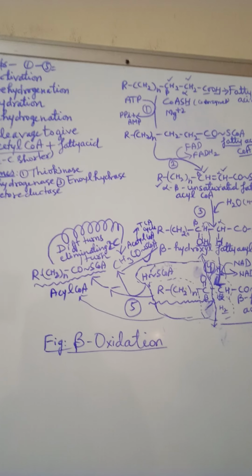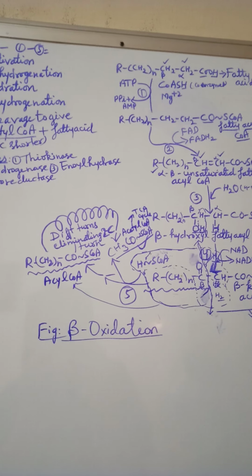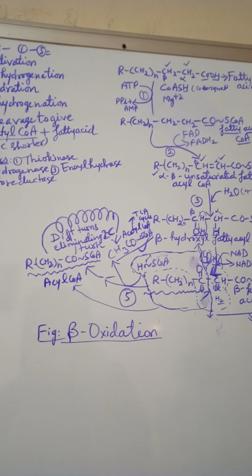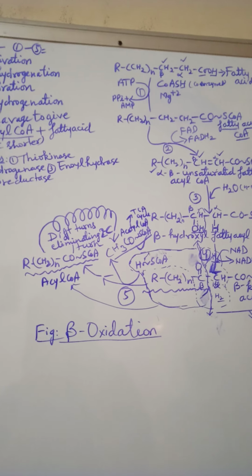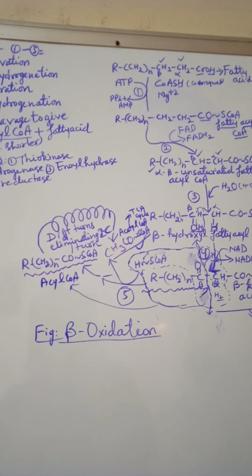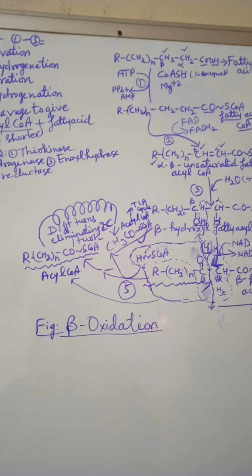Good morning, dear students. Today we will talk about beta oxidation. The fat or lipid from dietary sources gets hydrolyzed to give fatty acid and glycerol.